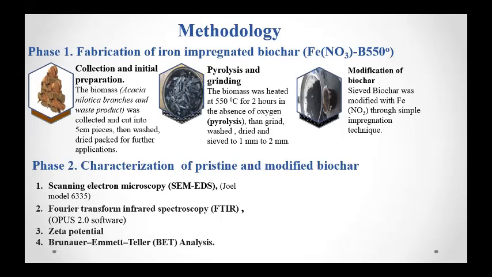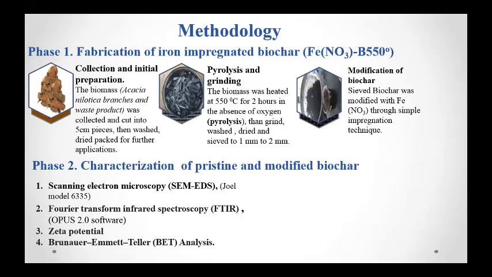Initially, in phase 1, the biomass was collected and prepared for the pyrolysis, where the biomass was heated at 550 degrees centigrade for 2 hours in the absence of oxygen. Then it was ground, washed, dried, and sieved and prepared for the modification, where sieved biochar was modified with iron nitrate through simple impregnation technique.